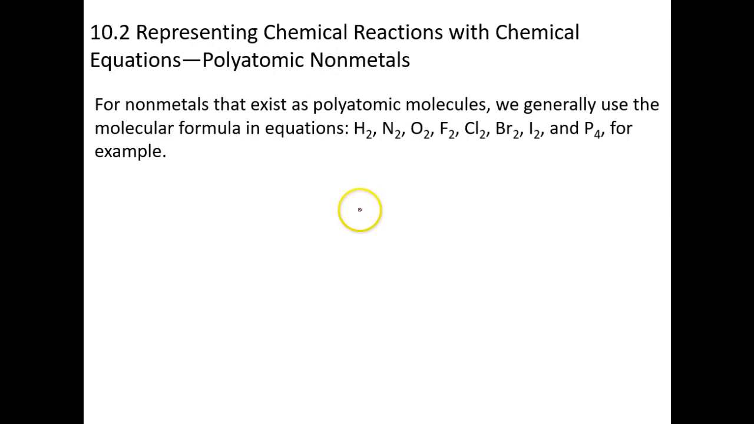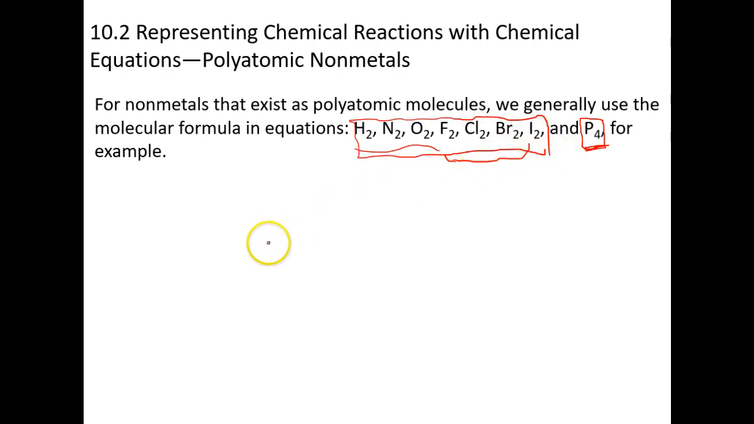For nonmetals that exist as polyatomic ions, we generally use the molecular formula in equations. So notice these are the diatomic molecules, have no fear of ice cold beer. And then phosphorus as a P4, we really won't deal with that. This is not something we've learned or are going to have to worry about. They just kind of added it in here. I really want you to know the diatomic molecules.